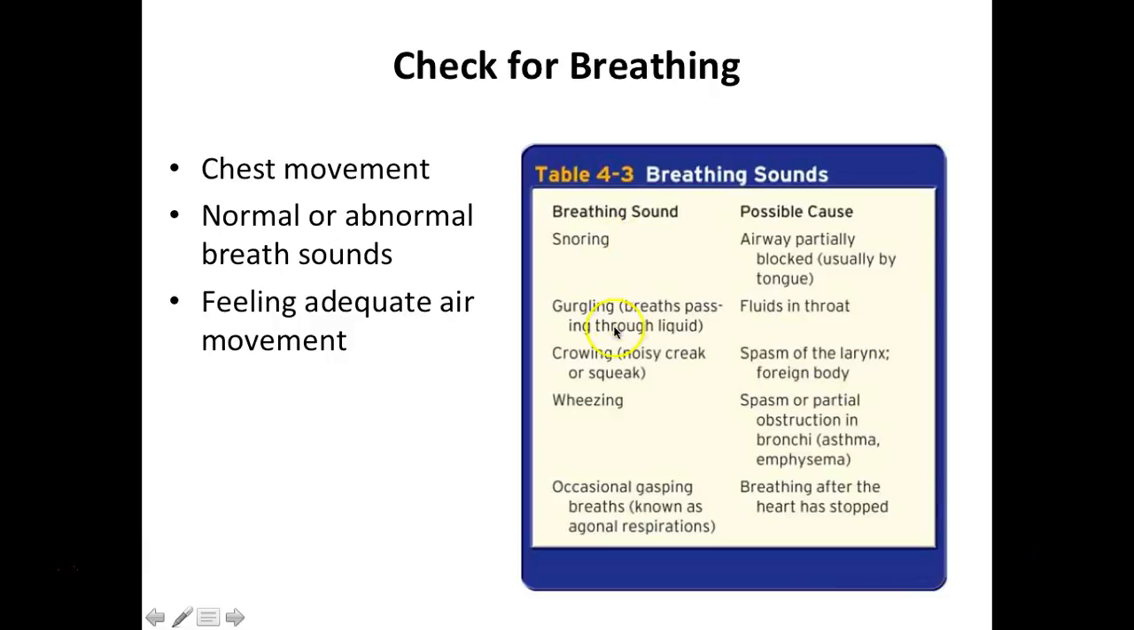Here's some breathing sounds and some things that they might be able to tell you about the breathing sounds, or the sounds that you hear coming from someone.